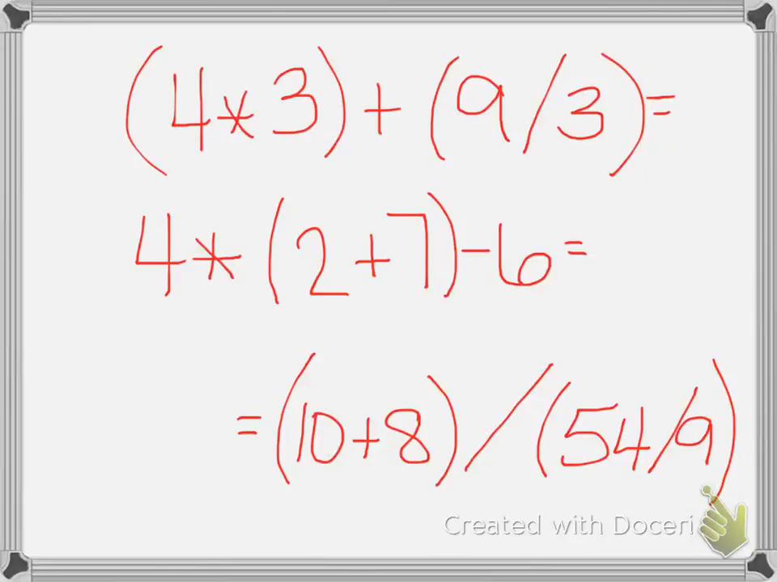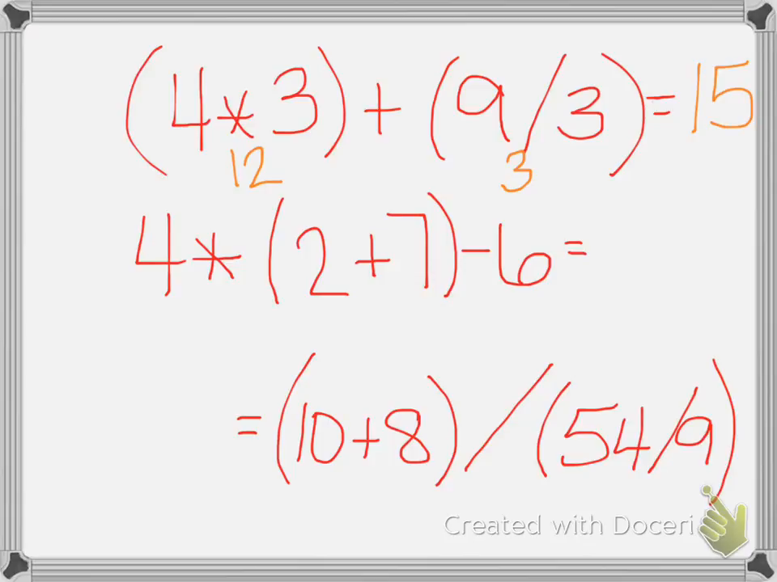Number 1 says solve. So again, we look at anything that's in the grouping symbols first. So for A, we have 4 times 3 is 12, plus 9 divided by 3, which we have to do first. 9 divided by 3 is 3. So now we have 12 plus 3, which is 15.